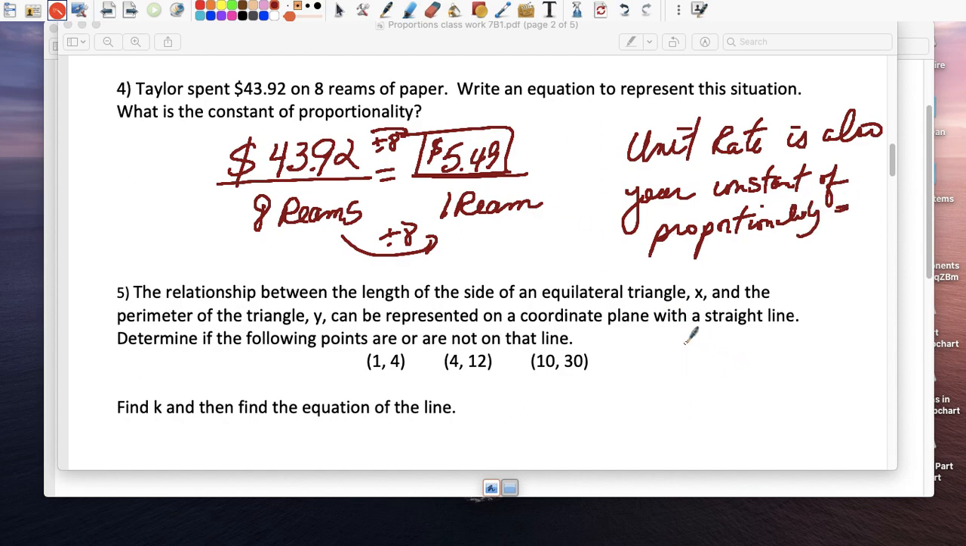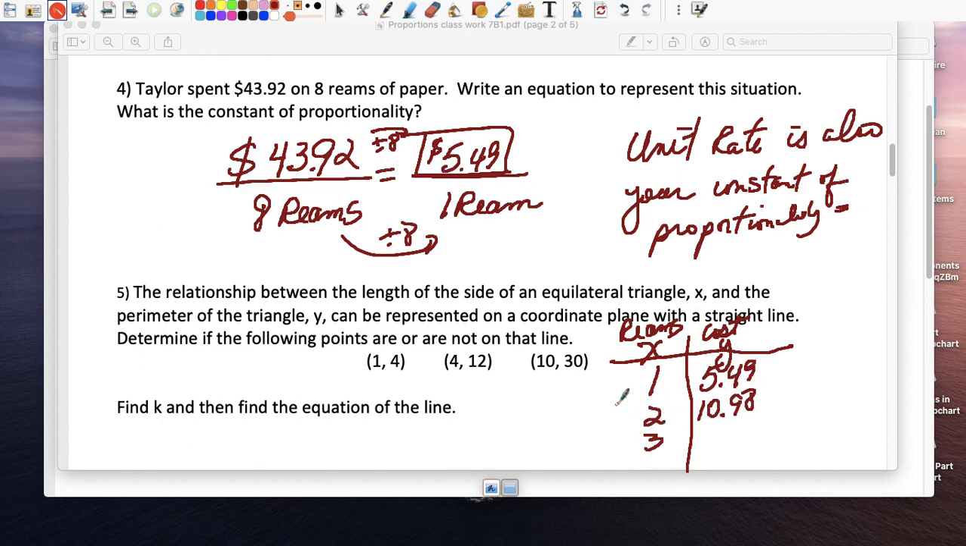Now, think about it, if you created a table where x represents your reams of paper and y represents your cost, one ream would cost you $5.49. 2 reams would cost you $10.98. 3 times 5.49 would be $16.47. If you continue that up to 8, 8 reams we already know would be $43.92. So if you look at this table, every single x value is being multiplied by what? Times 5.49. So there is your constant of proportionality.